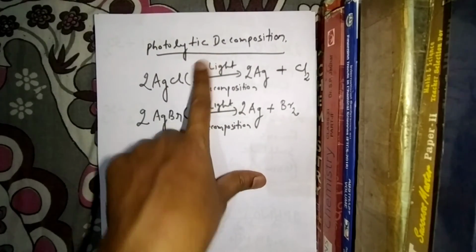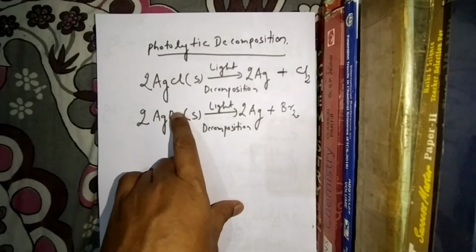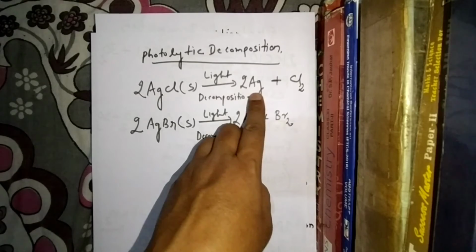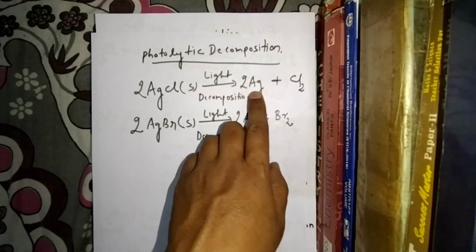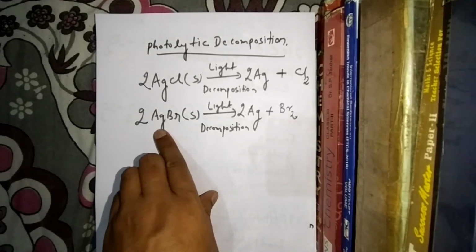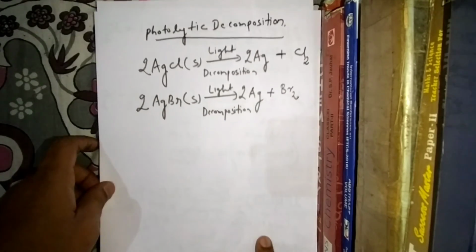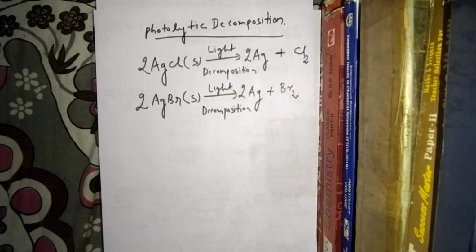हमने यहाँ पे फोटोलाइटिक डिकम्पोजिशन पढ़ा है सिल्वर क्लोराइड का और सिल्वर ब्रोमाइड का, जिसमें ये दोनों डिकम्पोज हो जाते हैं. पहली रिएक्शन में ये सिल्वर क्लोराइड डिकम्पोज हो जाएगा सिल्वर मेटल में और क्लोरीन गैस में, और सेकंड में सिल्वर ब्रोमाइड डिकम्पोज हो जाएगा सिल्वर में और ब्रोमीन गैस में. ओके, नाउ स्टूडेंट वी विल स्टडी यूजेस ऑफ डिकम्पोजिशन रिएक्शन.